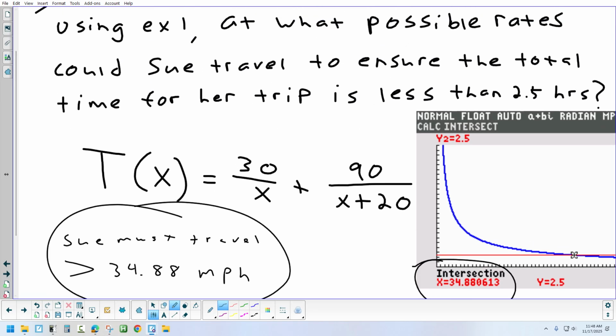Right, if the question was worded so that it says, at what possible rates could Sue travel to complete her trip in 2.5 hours or less? Then it would be greater than or equal to 34.88. But it doesn't say 2.5 hours or less. It says strictly less than.